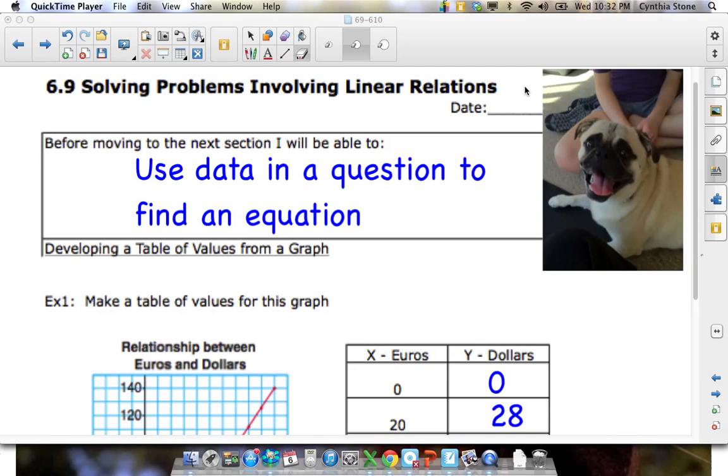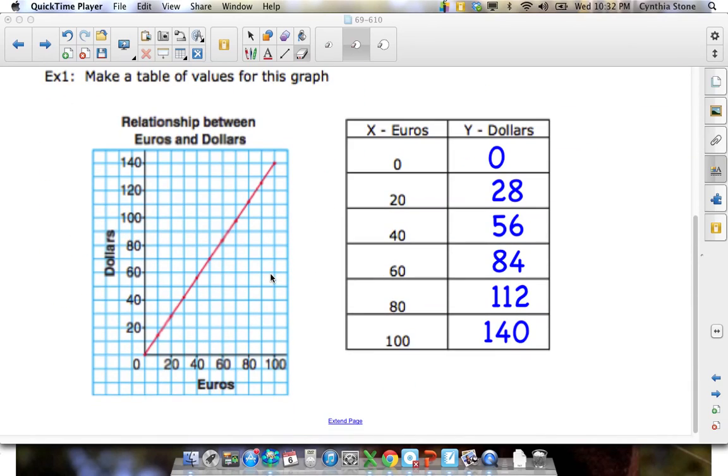Before you move on, you want to be able to use data given to you in a question to find an equation. So it looks really hard at first. If I showed you the last question first, you'd be like, I have no clue. And you'll see that it's actually not so bad. But where we're going to start is with a table of values and actually writing up a table of values given a graph. And this is something I know that you'll be able to do.